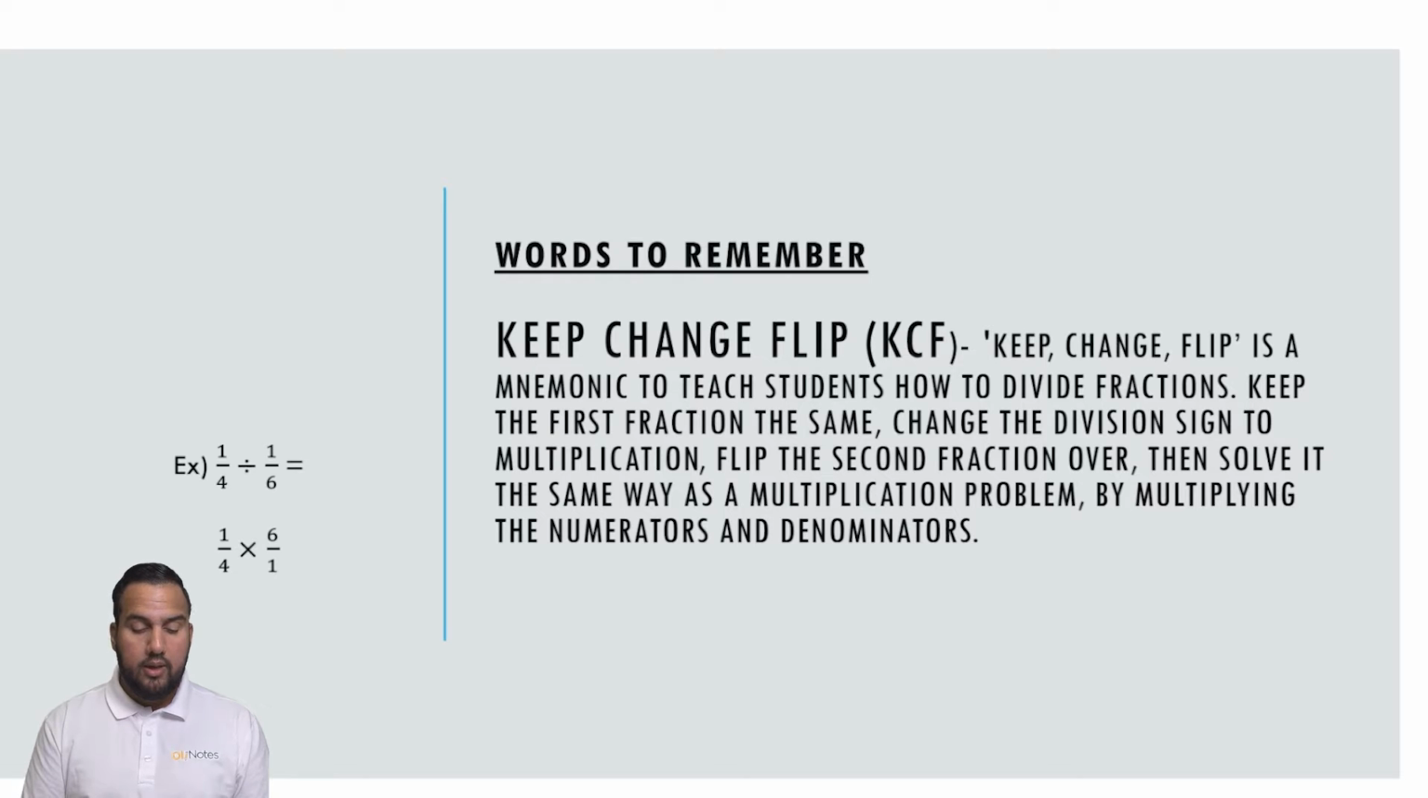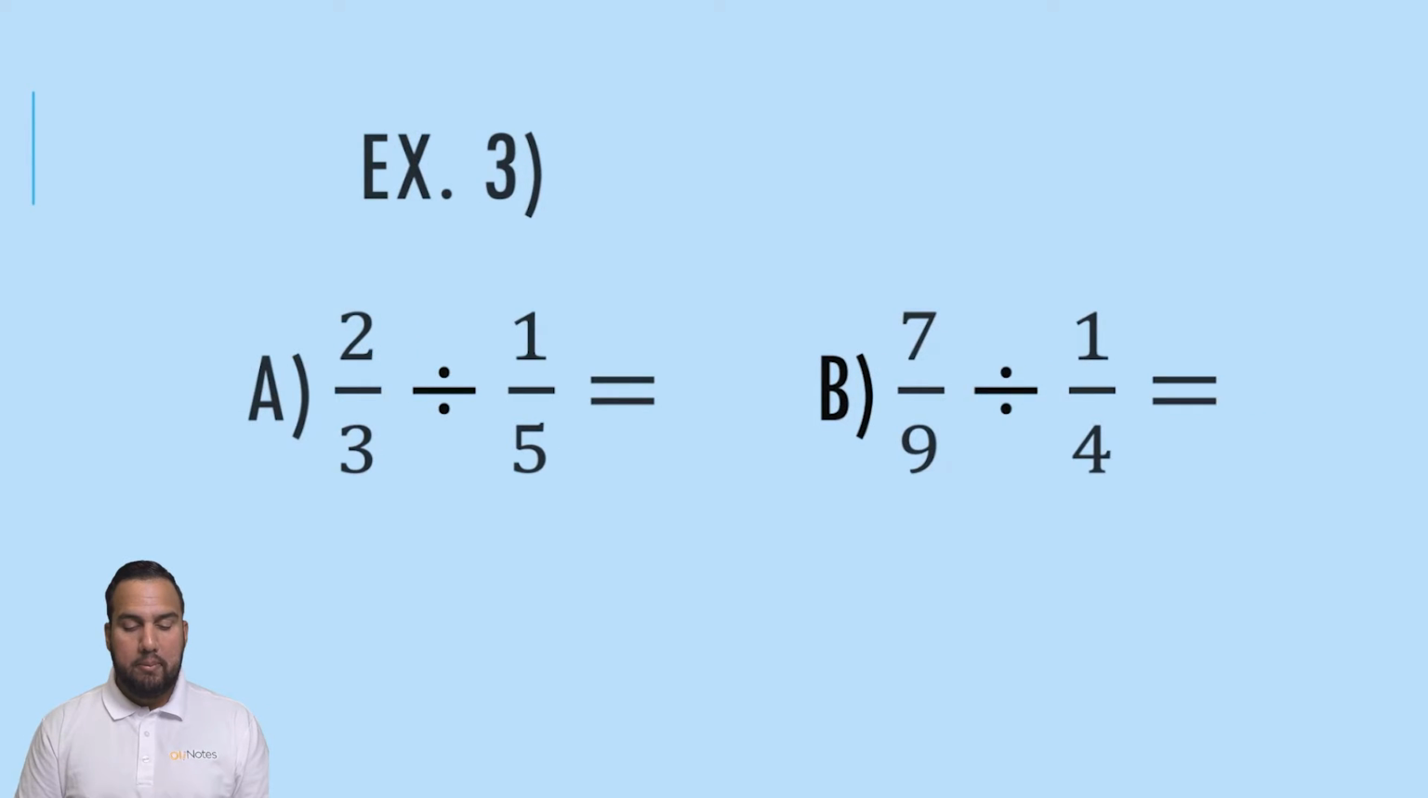So when we have keep, change, flip, you're going to keep the first fraction, you're going to change the sign to multiplication, and you're going to flip the other fraction. And that's where you get keep, change, flip. That's it. Okay? All right. So let's go ahead and start a couple problems.